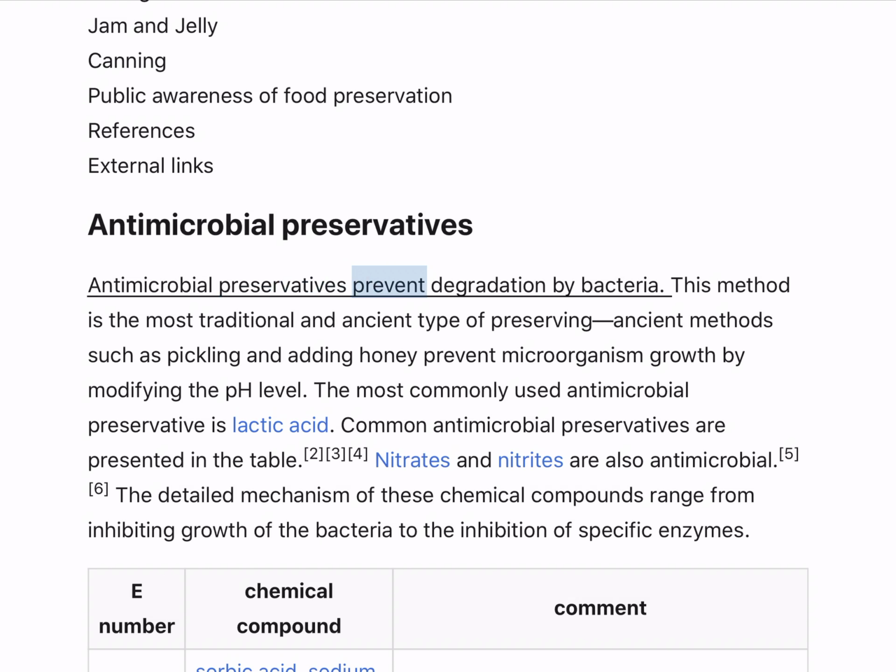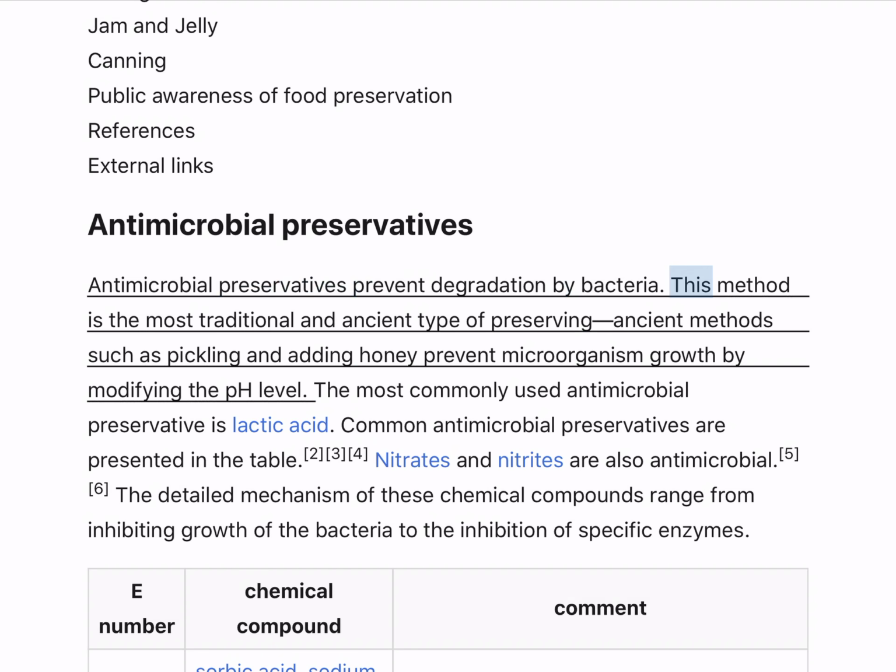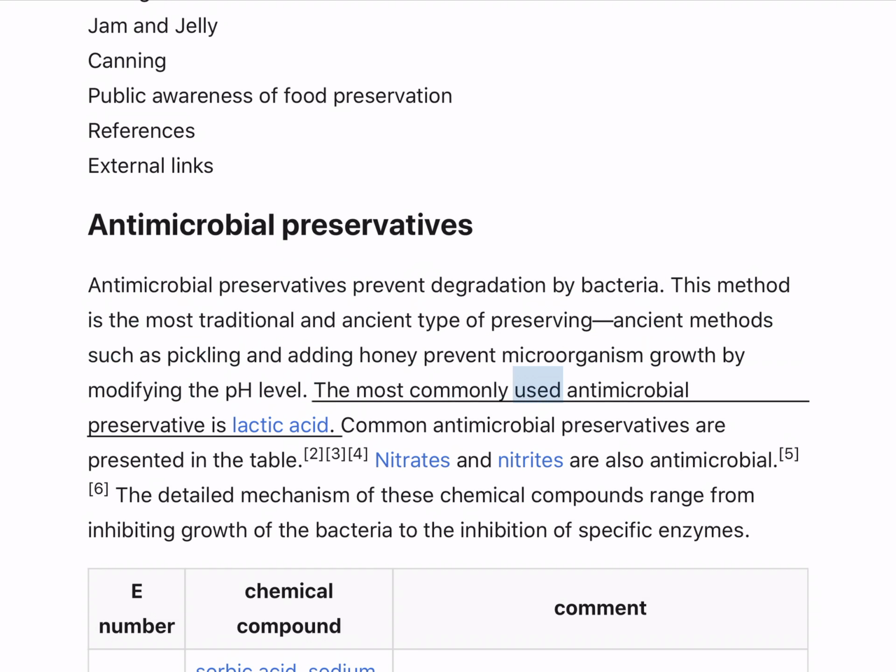Antimicrobial preservatives. Antimicrobial preservatives prevent degradation by bacteria. This method is the most traditional and ancient type of preserving. Ancient methods such as pickling and adding honey prevent microorganism growth by modifying the pH level. The most commonly used antimicrobial preservative is lactic acid. Common antimicrobial preservatives are presented in the table.